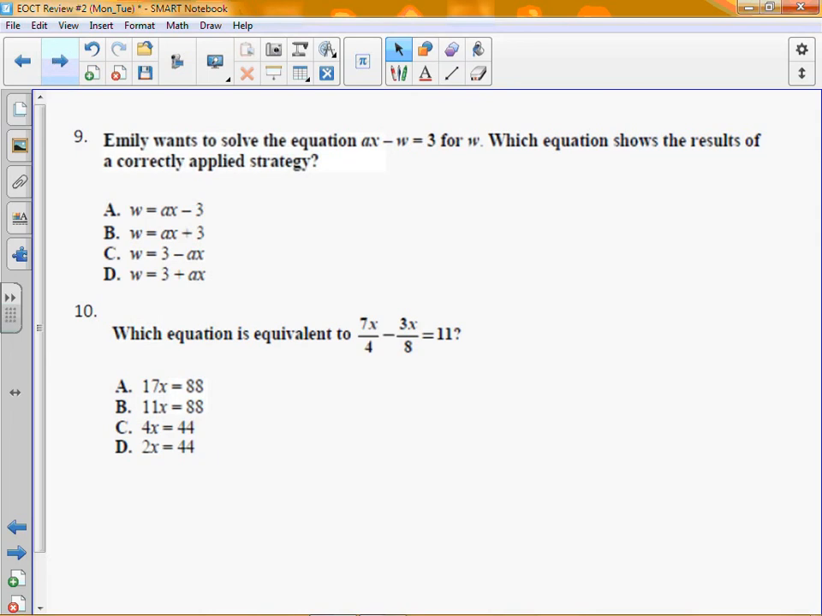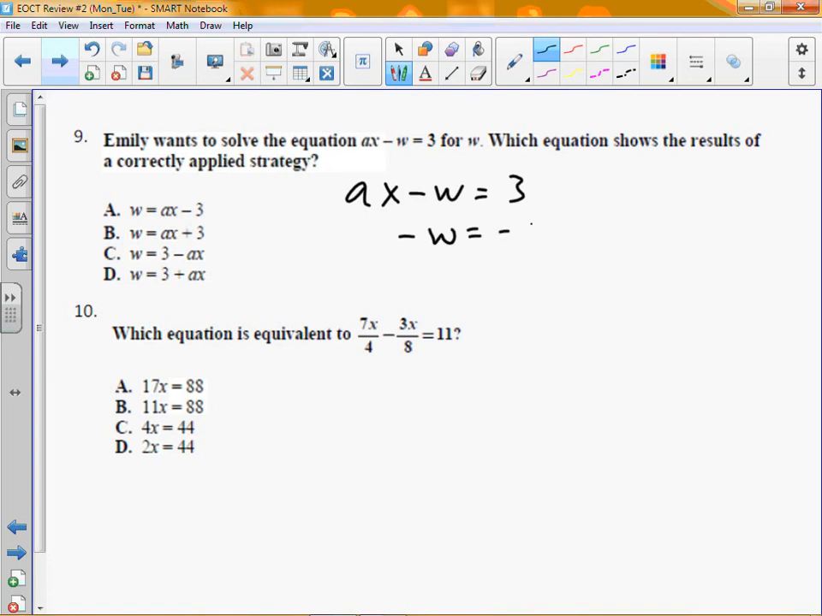So, Emily wants to solve the equation AX minus W equals 3 for W. In other words, get W by itself. If I've got to end up with W by itself, then what needs to be moved? AX. If I move AX to the other side. Very good. Negative W equals negative AX plus 3. Divide by negative 1, both sides. So W equals, what does it do to the negative? What does it do to minus 3.